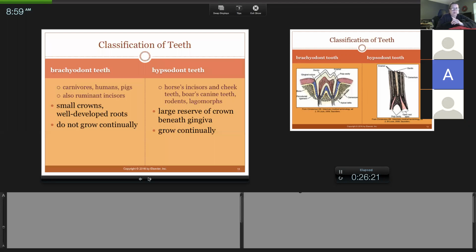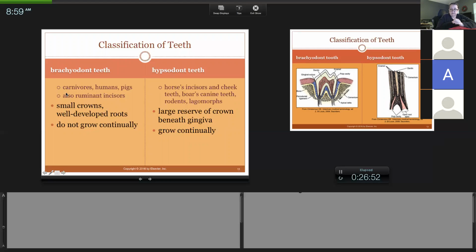Now, one thing to understand is the difference between teeth that species have, and I think you potentially talked about this in nutrition, so hopefully it's review. But there are brachyodont teeth and hypsodont teeth. Brachy means short. Okay, so let's think about it this way. Brachy means short. Dont pertains to dentition.